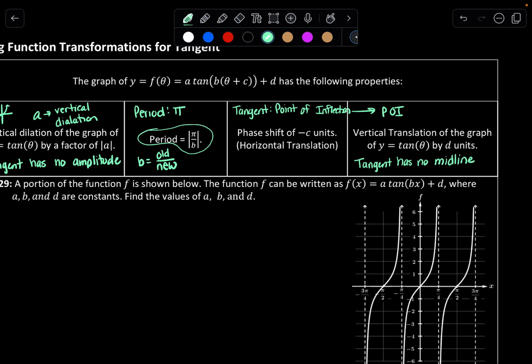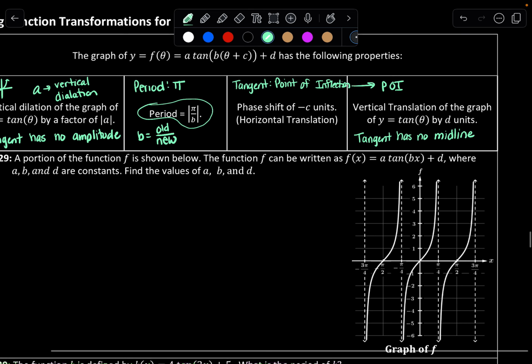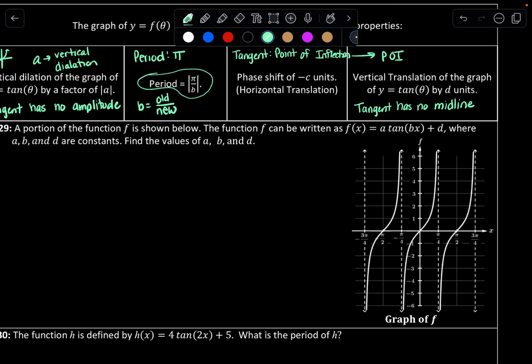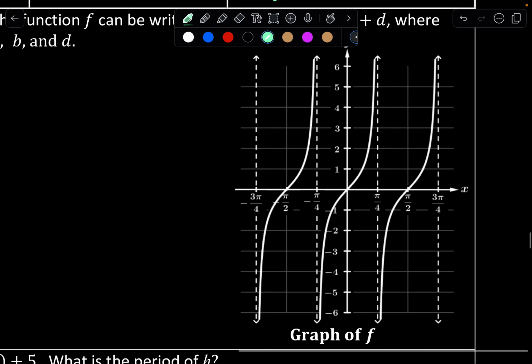So a portion of the function is shown. The function can be written as f of x equals a tangent of bx plus d, where a, b, and d are constants. Find the value of a, b, d. Okay, so again, whenever we are looking at tangent, your go-to should be the point of inflection.